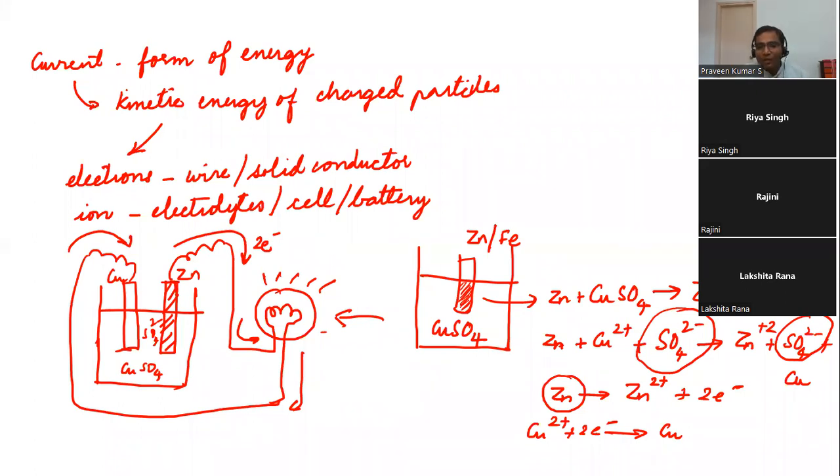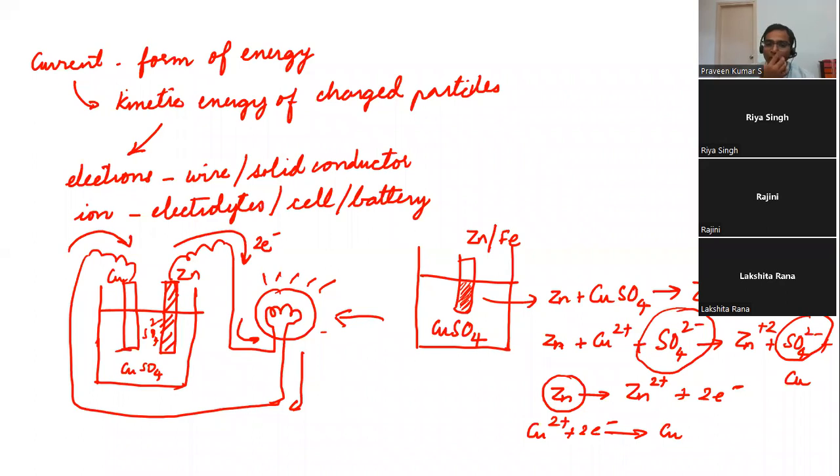So whenever you have a battery, in the battery, what is happening is one side of the battery is willing to produce electrons, like zinc here. Zinc is ready to give away two electrons. And another side of the battery is willing to accept two electrons, like in the case of copper.